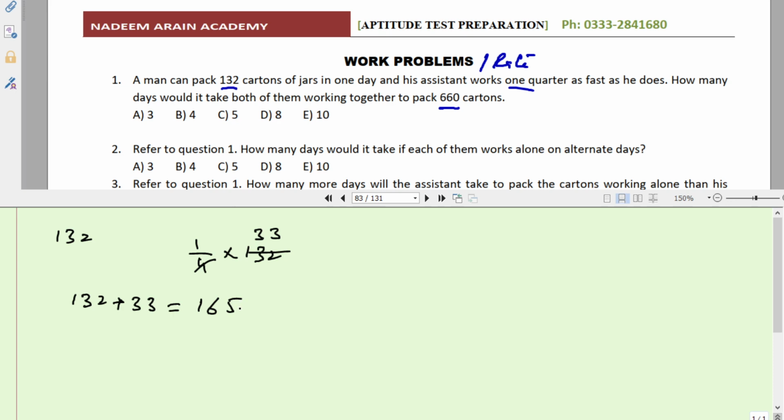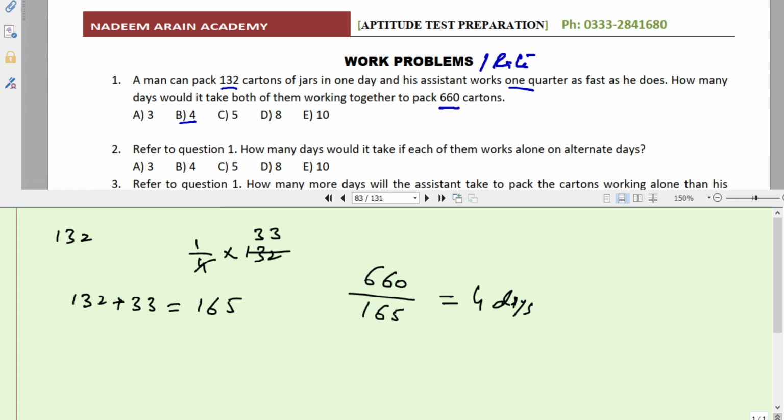So they have to make 660 cartons. So how many days will they take? So you divide them by the cartons they make per day. So this is your answer. When you divide these two, you will get 4 days. So they together will take 4 days to pack 660 cartons.